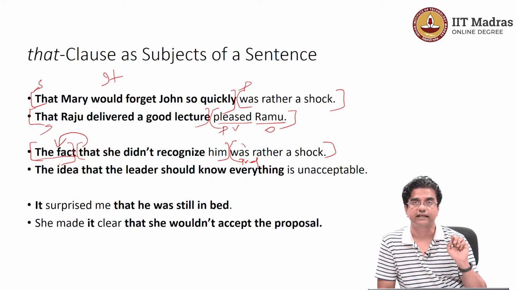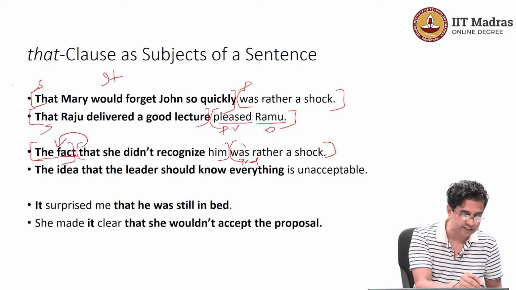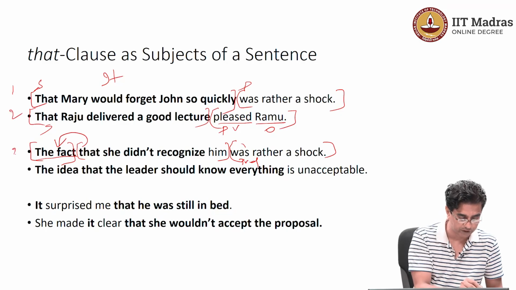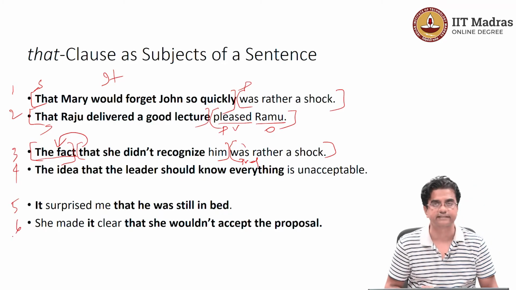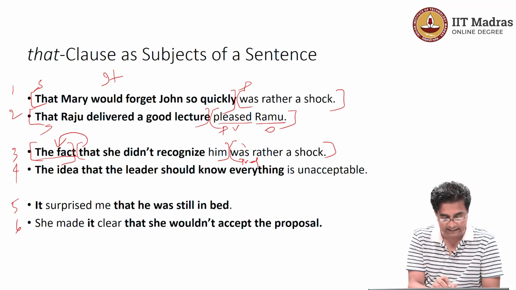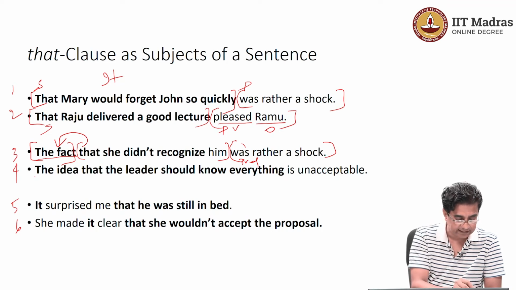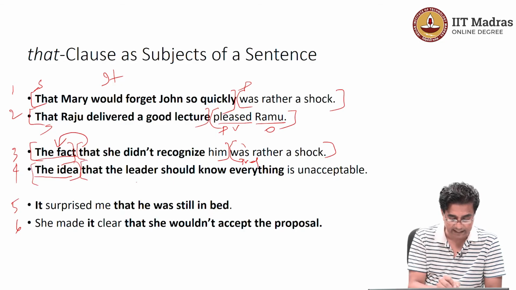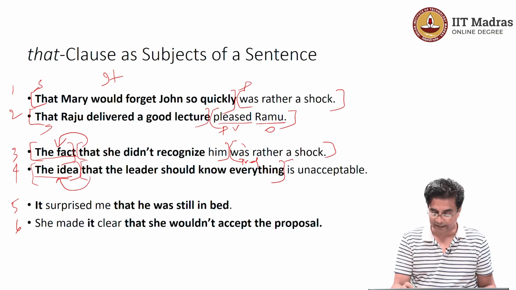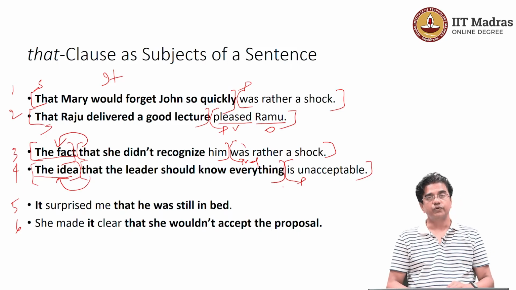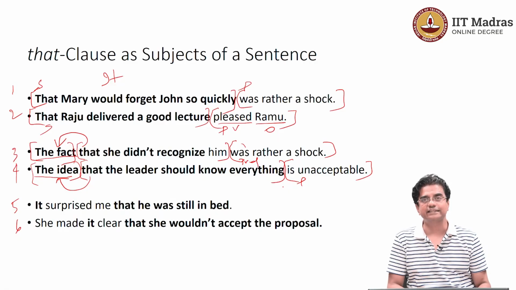That clause is a subject only in these two sentences, 1 and 2, not in 3 and 4, or definitely not in 5 and 6. What happens? The idea that the leader should know everything: the idea is the subject of this sentence, only this much. That the leader should know everything is the clause which is modifying this idea, and is unacceptable is the predicate of the sentence.